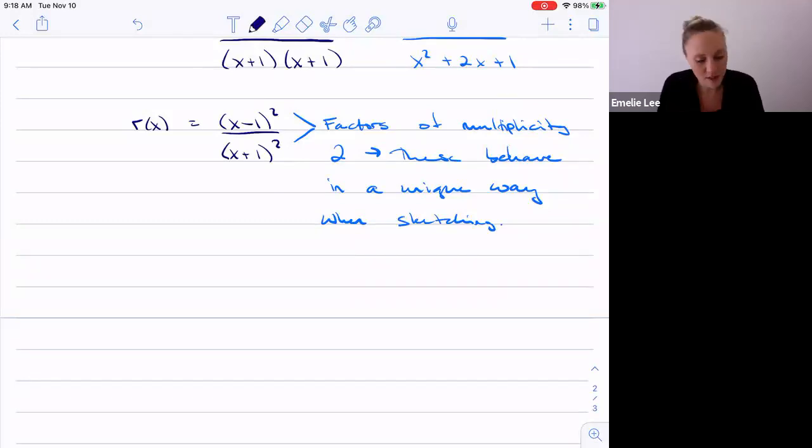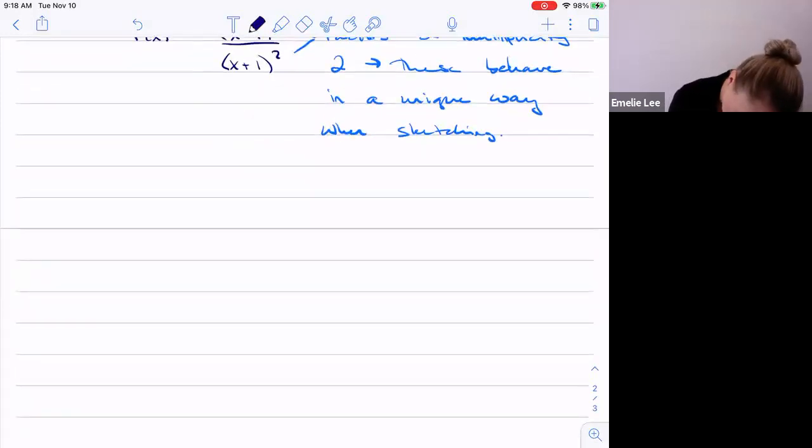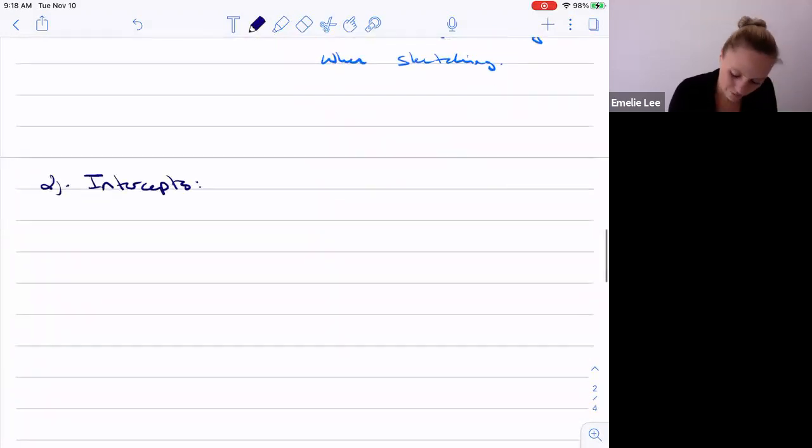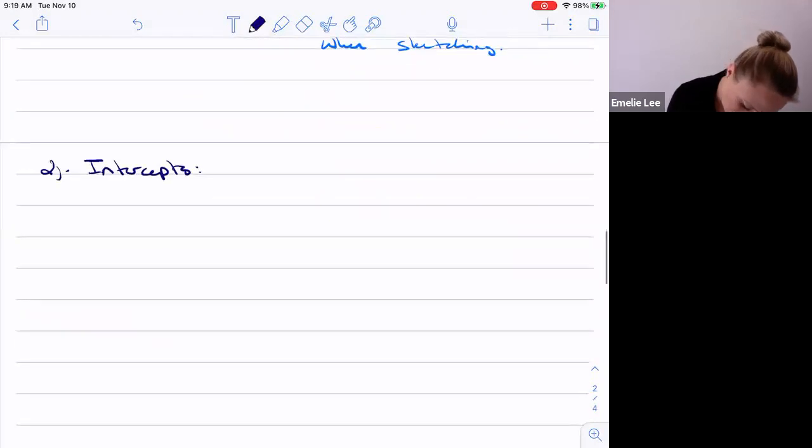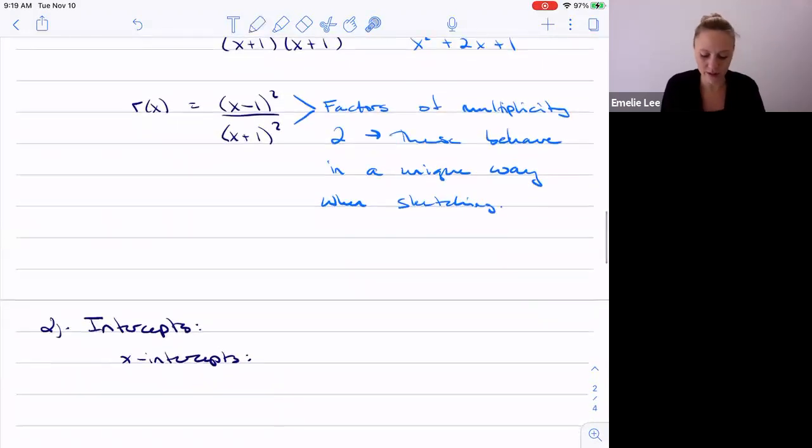find the intercepts. So step 2, I'll put it on the next page here, is the intercepts. Okay, so the x-intercepts are where the numerator is 0, right? So where y is equal to 0. So it's the x values that make the numerator 0. In this case, it's going to be at 1, right? X equals 1. 1 minus 1 is 0.